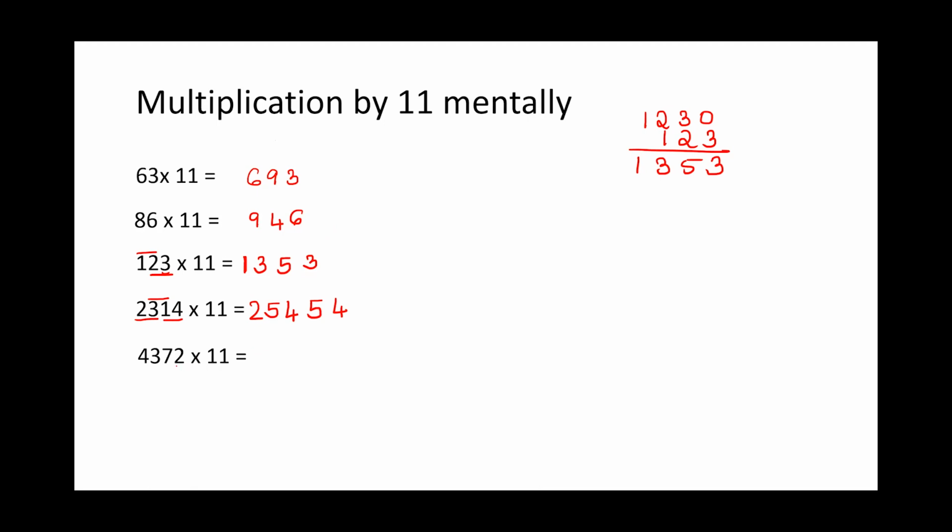4372 into 11. So 2, 7 plus 2, 9, 3 plus 7, 10. There is a carry forward which goes to the neighbor. 4 plus 3, 7, 7 plus 1, 8, and you write that 4. Okay? Now, how about this, the last one?